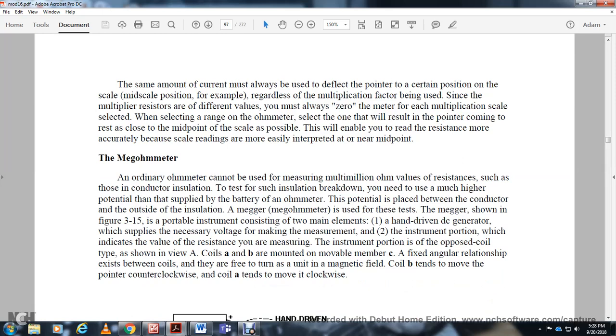Alright, the megohmmeter. Ordinarily, the ohmmeter cannot be used for measuring multiple-million-ohm resistance values, such as connection insulation. The potential needed for insulation breakdown is much higher than the potential supplied by the battery of an ohmmeter. The megohmmeter applies the potential between the conductor and the outside of the insulation.